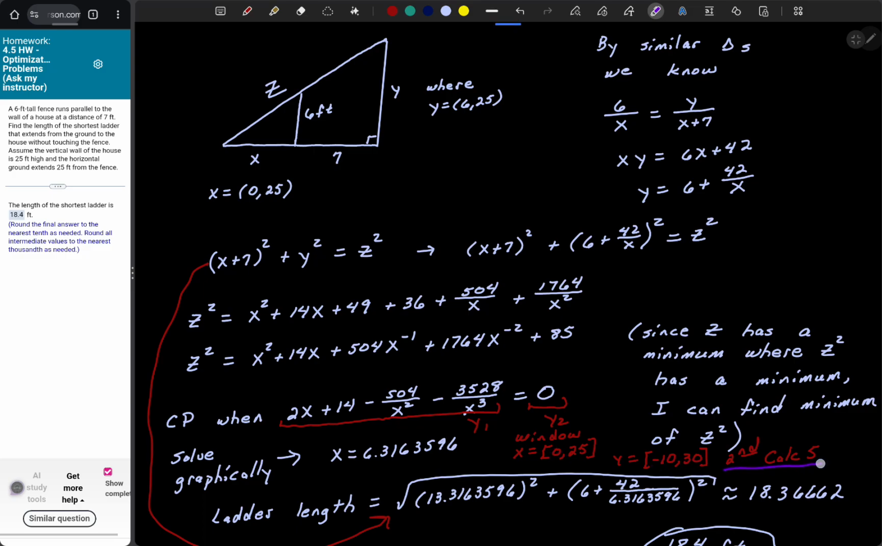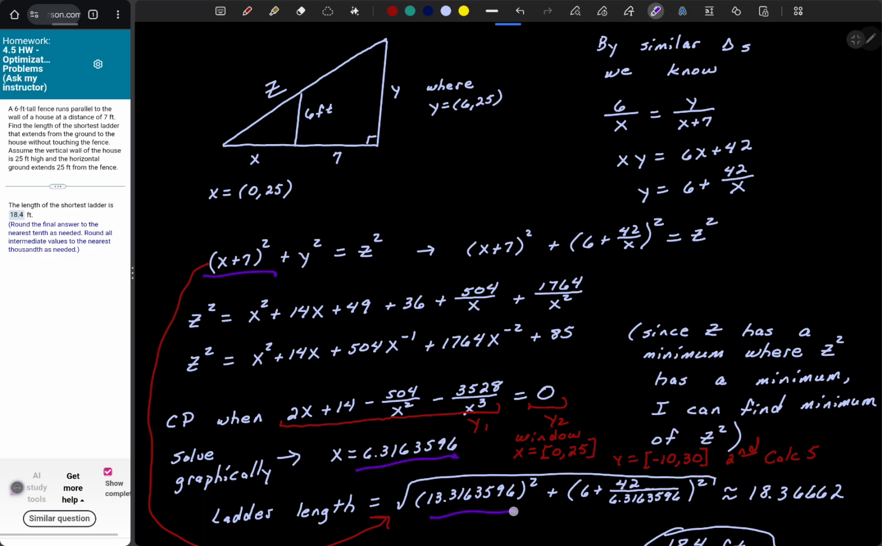You just hit second calc 5, and then you'll hit enter 3 times, and it will give you this value for x. This is the value for x such that the derivative of the square of this length's equation is equal to 0. So all right, now that's still not answering my question. I need to go back and answer my question. Well, I know that z squared is the group x plus 7 squared plus y squared. So the length that I'm looking for, z, is going to be the square root of my x plus 7 squared. That's just this number plus 7.